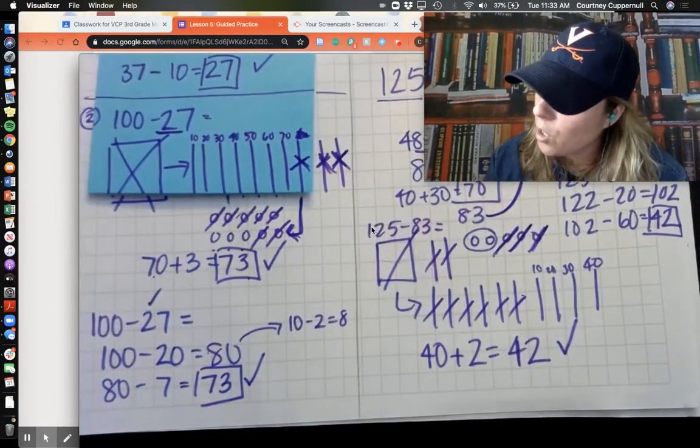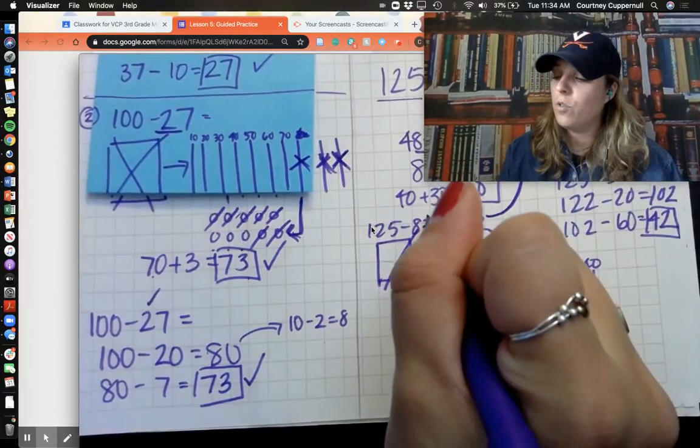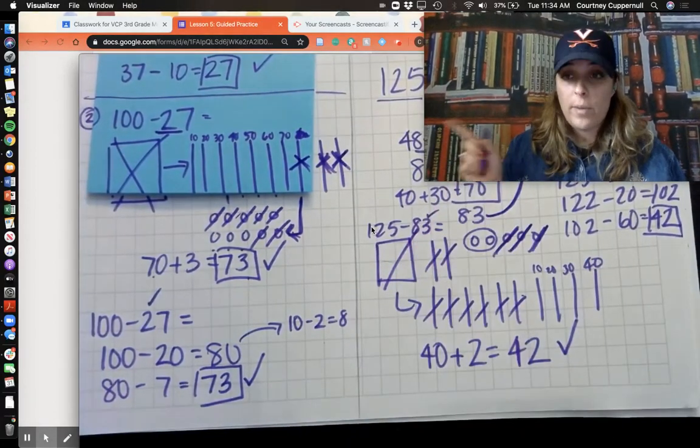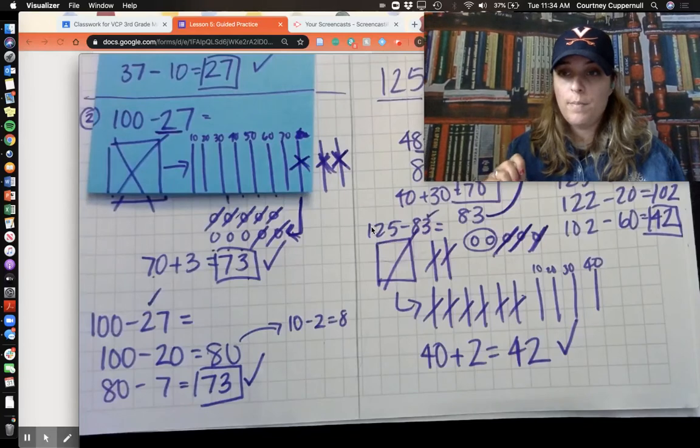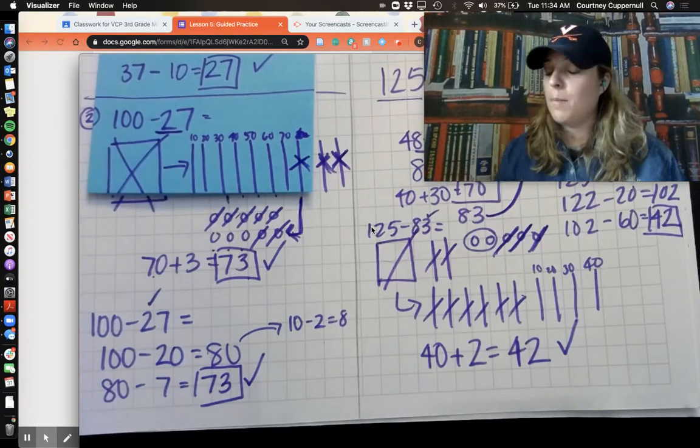So I took away my 3 ones, giving myself a little check. I have 2 left over. Now I need to take away how many tens? Show me in your hands. I hope you have 8 fingers up because you're absolutely right. I need to take away 8 tens.